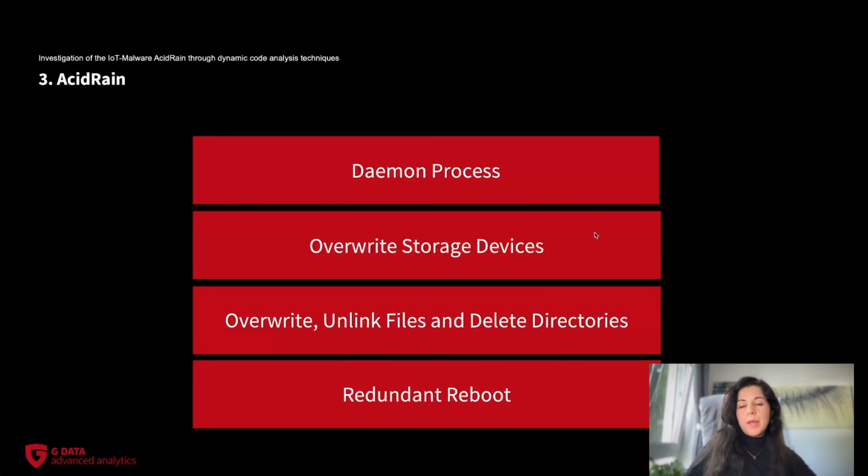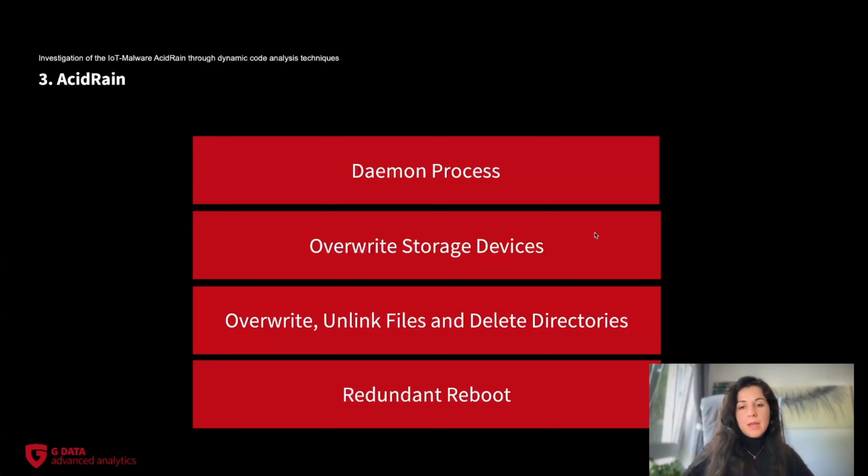How AcidRain works. You can say AcidRain has four functionalities. First, it tries to hide in a daemon process, so it's not visible. And if someone did see the process, you could not terminate it over the terminal.